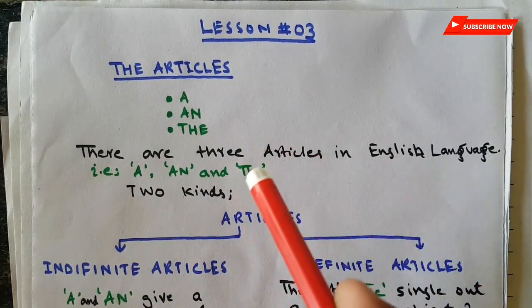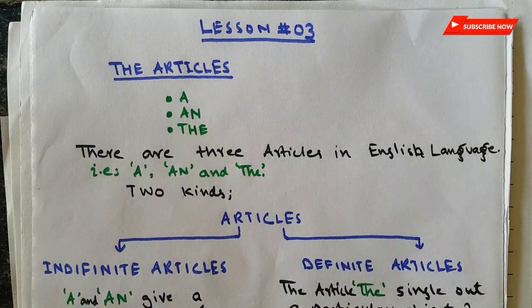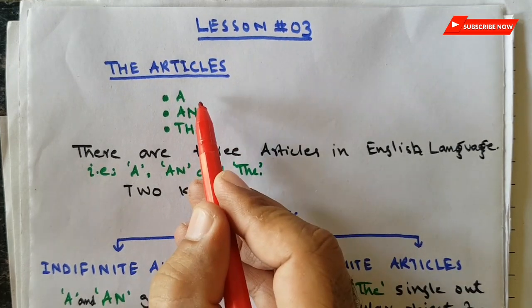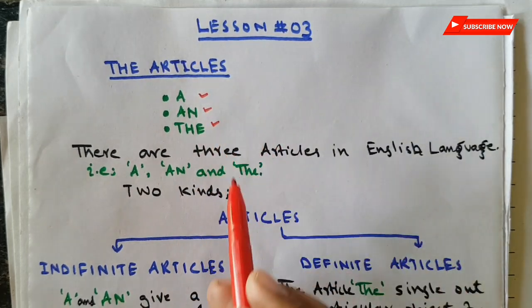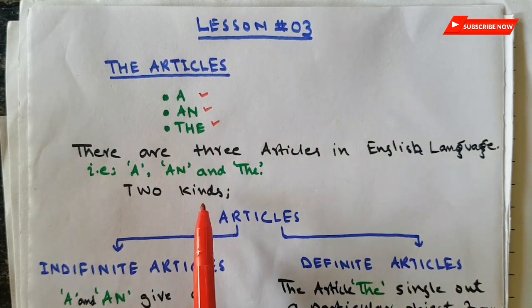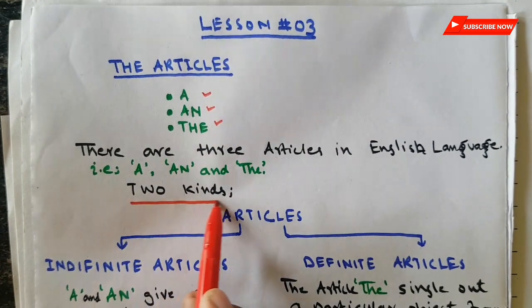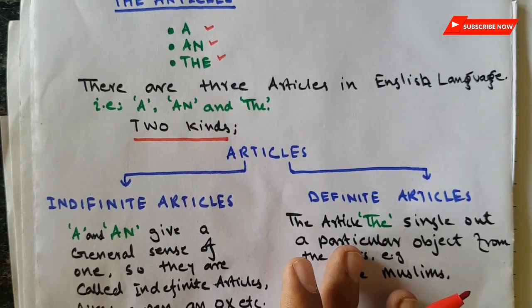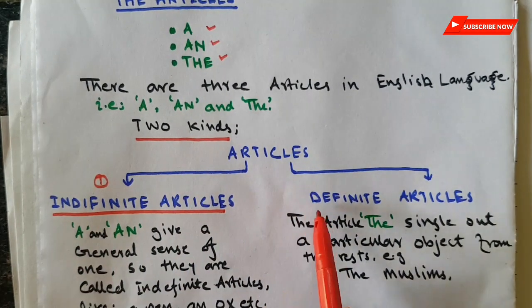Basically, there are only 3 articles in the English language: A, AN, and THE. Further, these articles can be categorized into 2 main kinds. The first category or kind of article is the indefinite article, and the second one is the definite article.